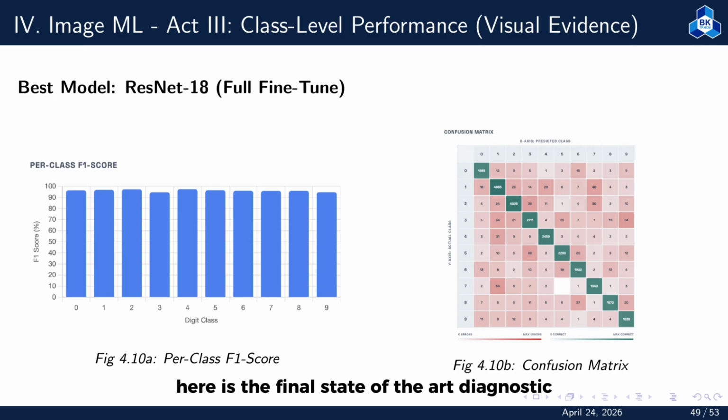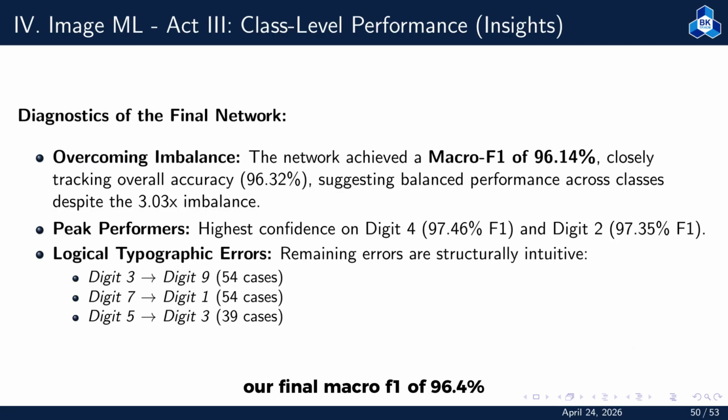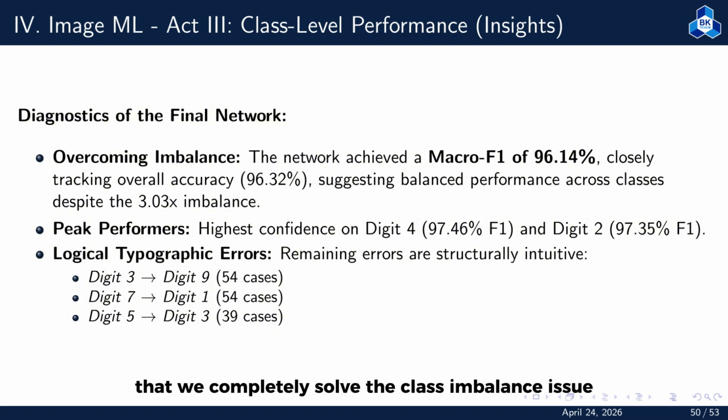Here is the final state-of-the-art diagnostic. The confusion matrix is now nearly diagonal, with our accuracy reaching 96.32%. Our final macro F1 of 96.4% proves that we completely solved the class imbalance issue. The only remaining errors are structurally intuitive. The model occasionally confuses 3s for 9s or 7s for 1s. These are typographic ambiguities that even a human might struggle with, indicating our model has reached human-level performance on this dataset.